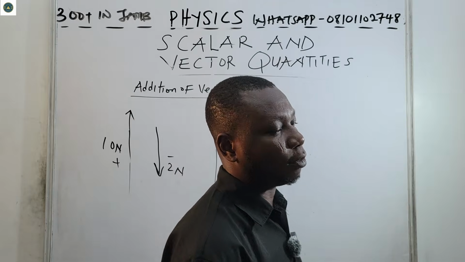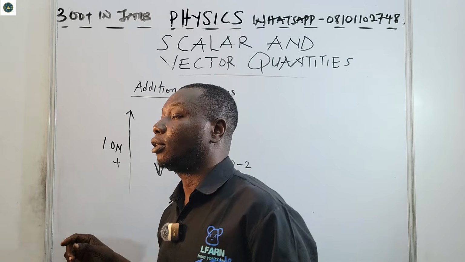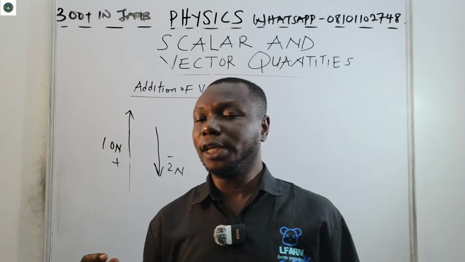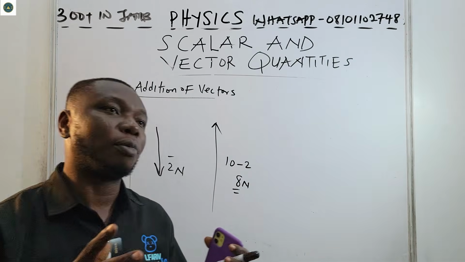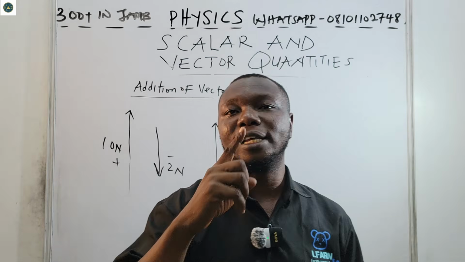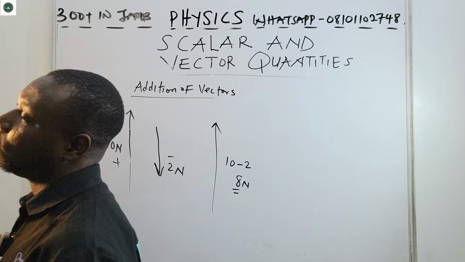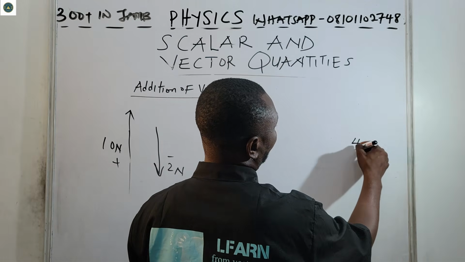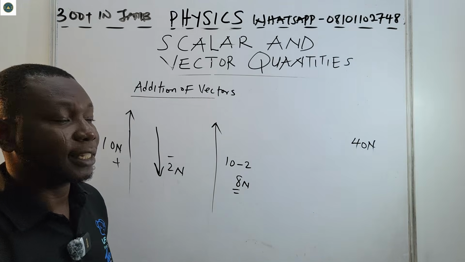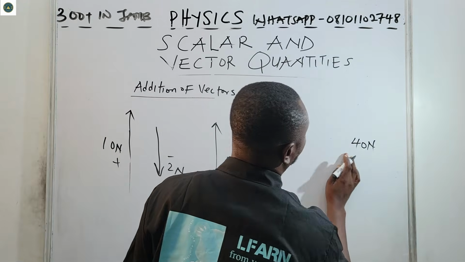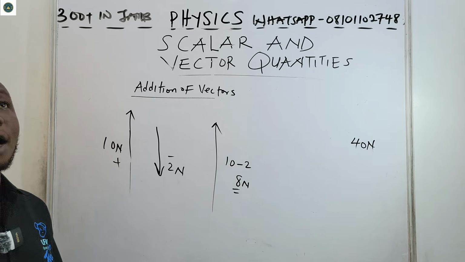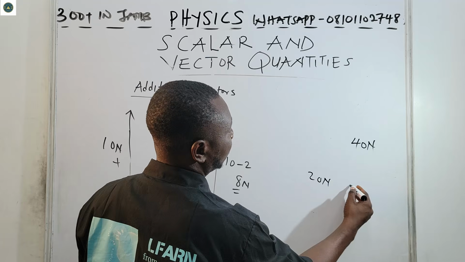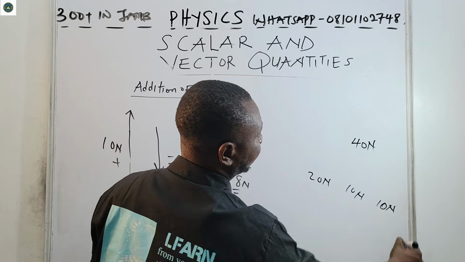Now, there's what we call resultant force. What is a resultant force? A resultant force is just a single force. When you have multiple forces coming together to form a single force, that becomes a resultant force. For example, I need a force of 40 Newton. Let's say I need a man that has a force of 40 Newton to push a car. Now, if I have 3 other persons, maybe 20 Newton, 10 Newton, and 10 Newton.